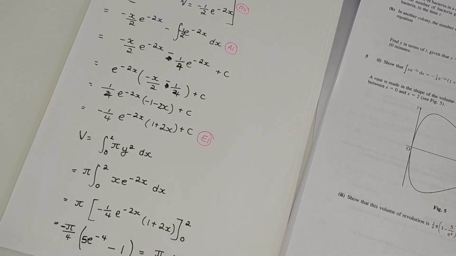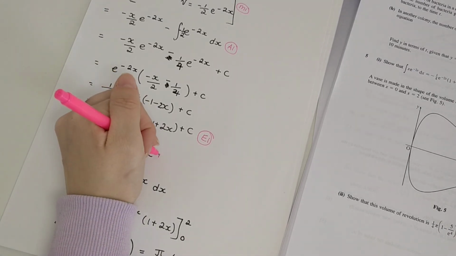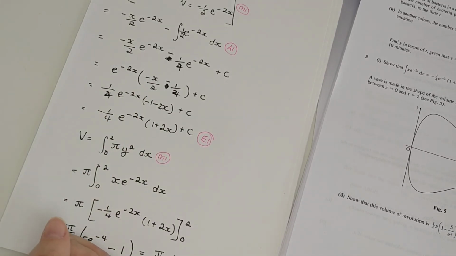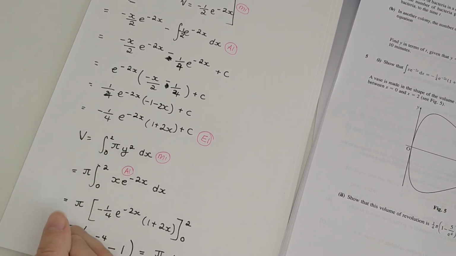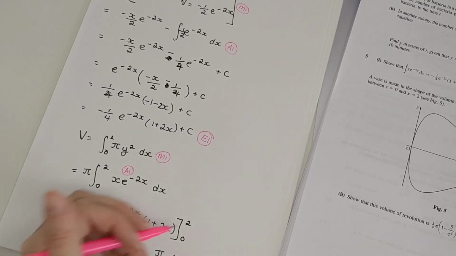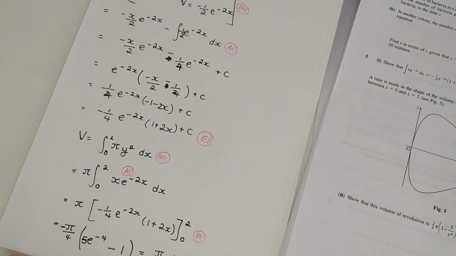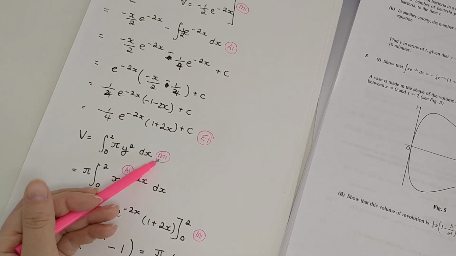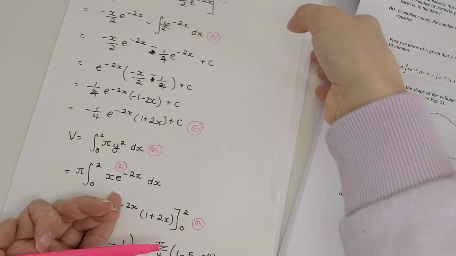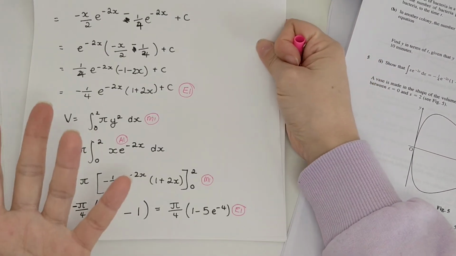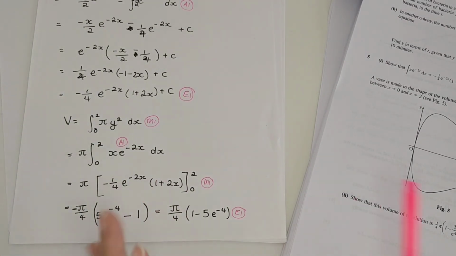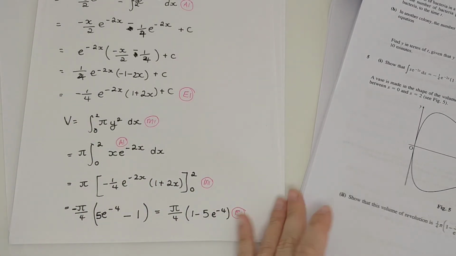Part 2, M1 for using integral of pi times y squared. A1 for realising that y squared is this. M1 for integrating, and it is dependent on, I can't see a star anywhere, so it must be dependent on this M1 here. And then E1 for getting the right answer, which was given to you, so E1 for coming to the correct answer in a valid way.